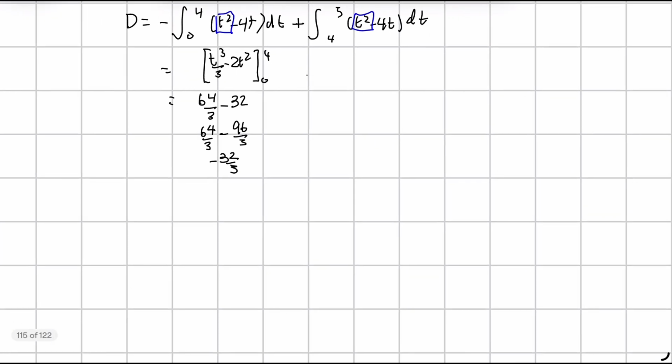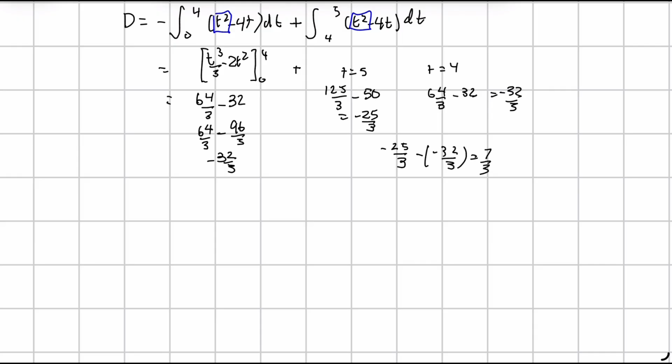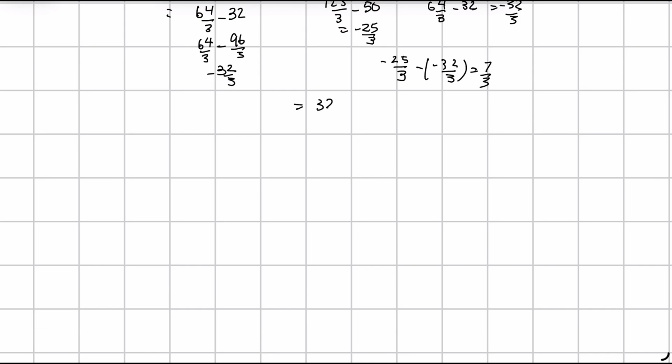For the second, we would have plus, and at 5 and 4 these would both give us a value. So when t is equal to 5 and t is equal to 4, we would have 125 over 3 minus 50, which is negative 25 over 3. And when you have 64 over 3 minus 32, this is equal to negative 32 over 3. If you subtract these two, you have negative 25 over 3 minus negative 32 over 3, which is equal to 7 over 3. If you find the total of these two, you just add them together. We get 32 over 3 plus 7 over 3, which gives us 13, I mean.